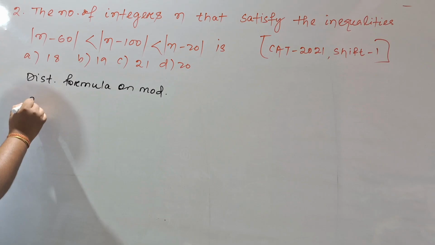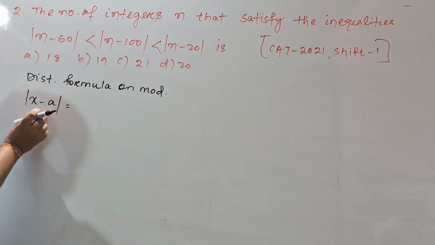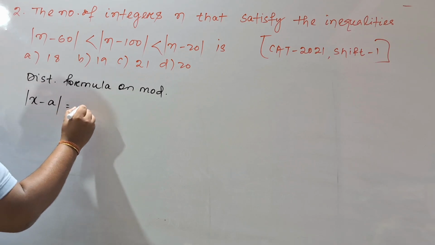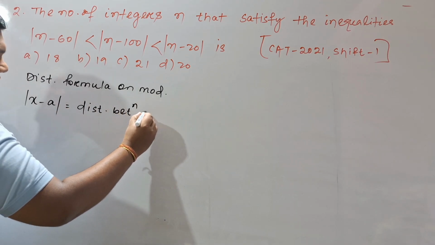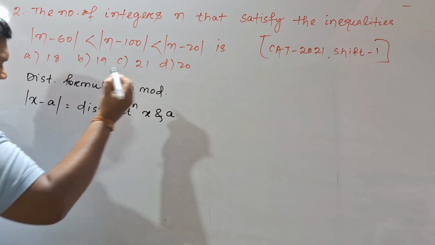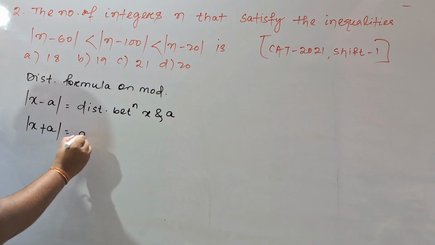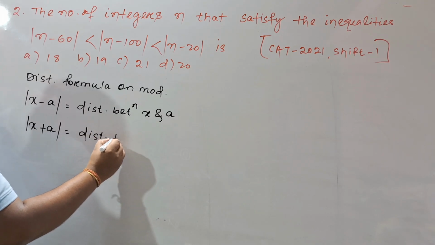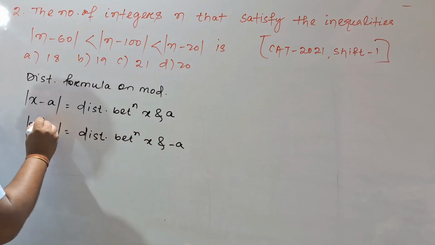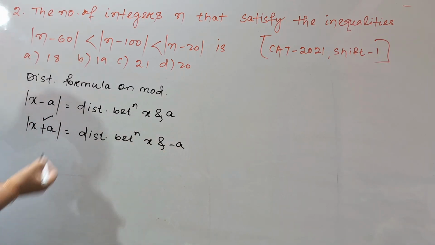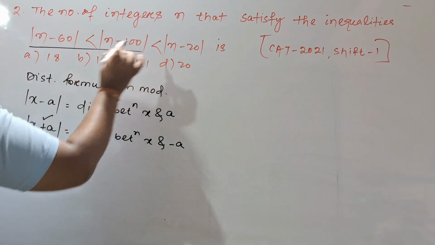When I write |x minus a|, what does it indicate? This indicates the distance between x and a. Similarly, if I write |x plus a|, this is the distance between x and minus a. Here the plus symbol is there, so x and minus a. So I apply it here. First I will check this one.